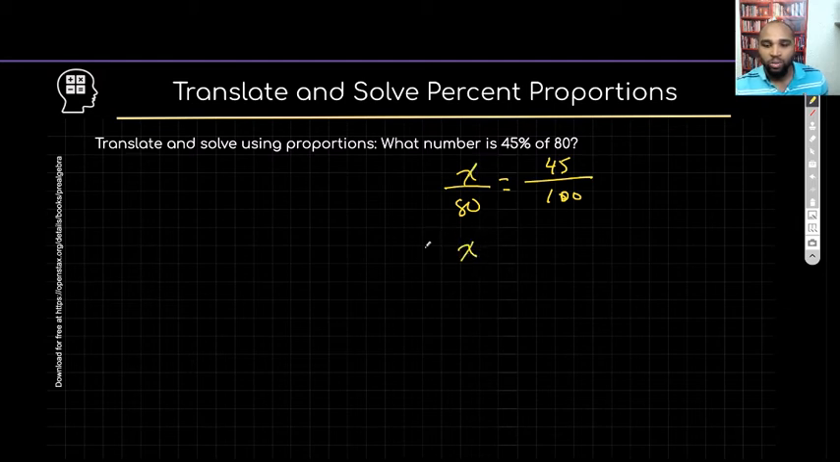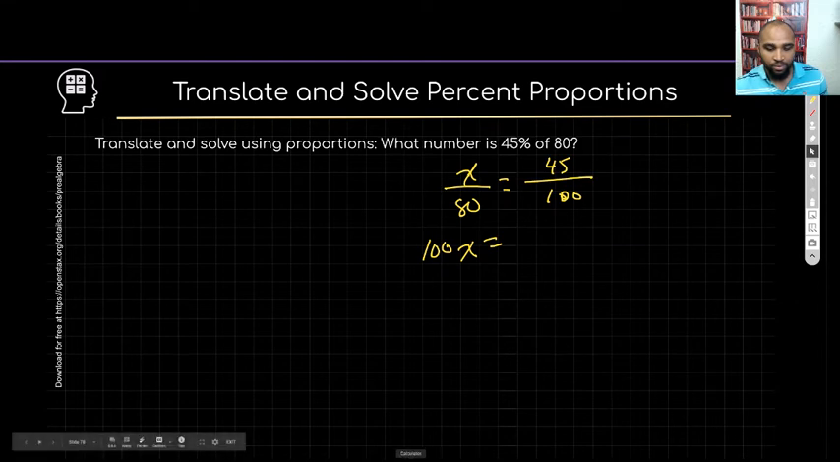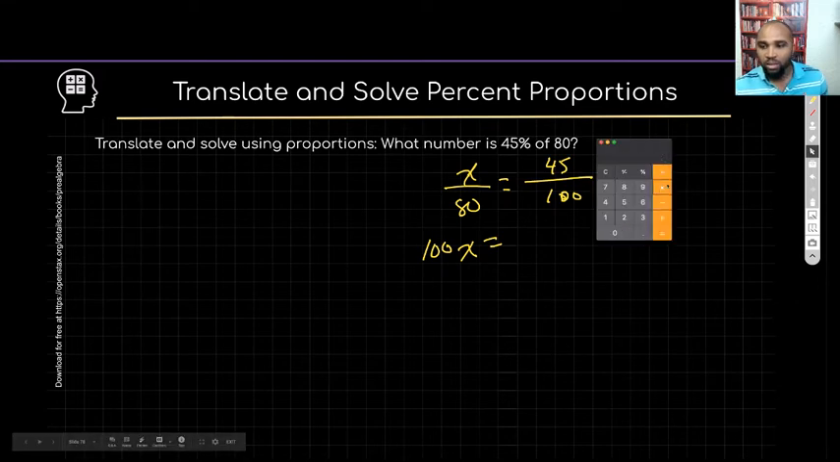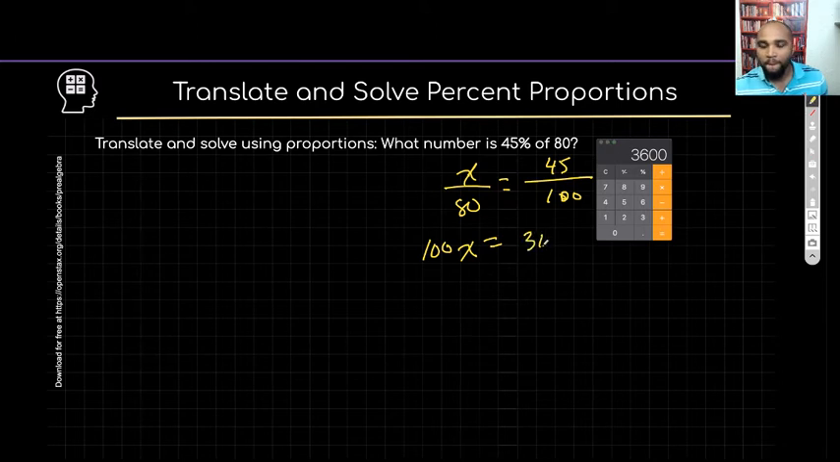So that's 100x is equal to 80 times 45. 80 times 45 is 3600. Divide both sides by 100. And that looks pretty easy, because this is going to take out these zeros, moving the decimal back 2 spaces. x is 36.